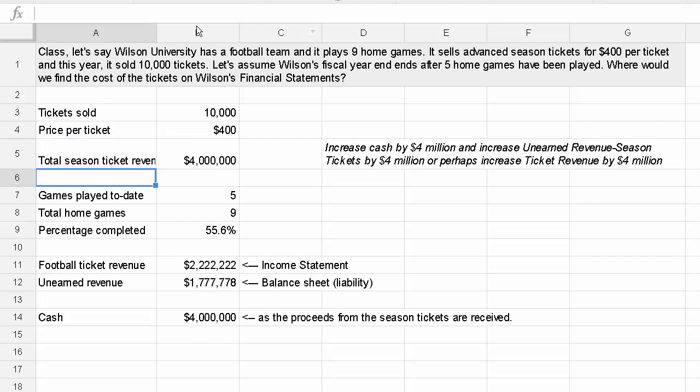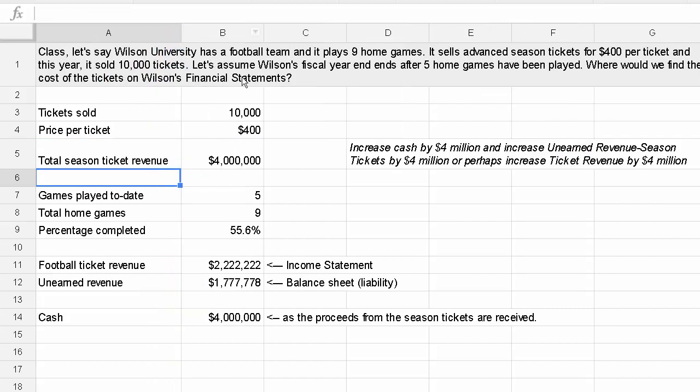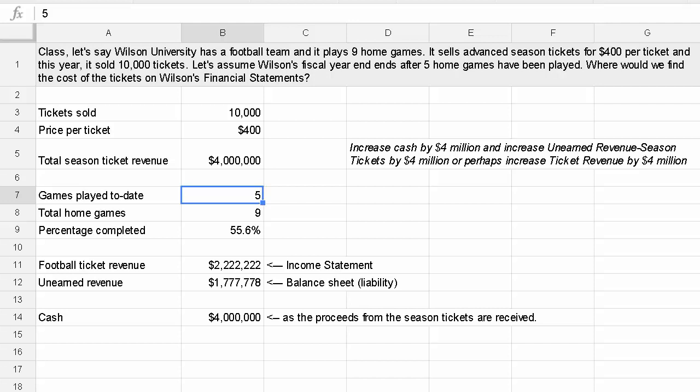Probably want to call it that because sales really deal with selling a tangible product. We tend to use the word revenue for services. Okay? Let me put this. We'll move on here. Alright, so the games played to date were 5. This is by the end of the fiscal year. Total home games were 9.